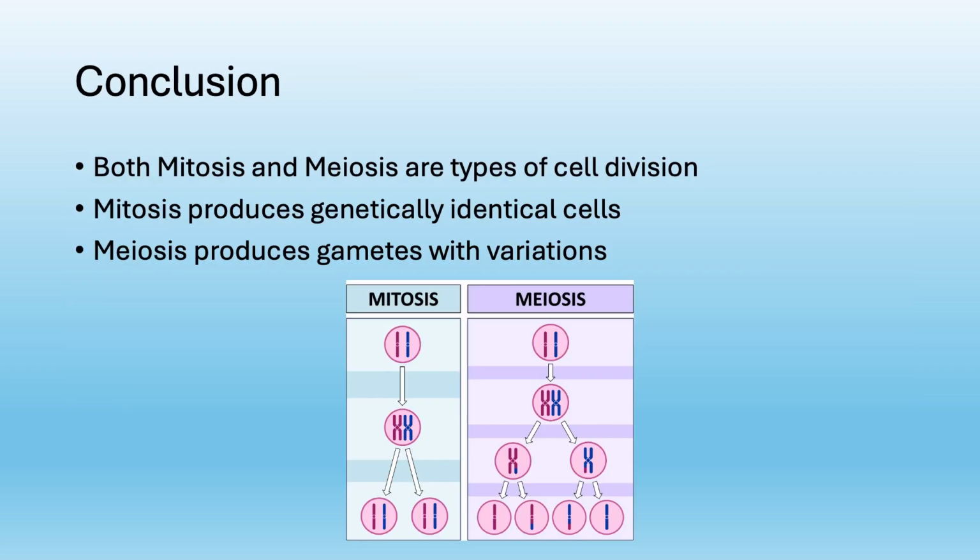In conclusion, both mitosis and meiosis are essential types of cell division. Mitosis produces identical cells for growth and repair, while meiosis produces genetically different gametes with half the number of chromosomes. Together, they allow organisms to grow, survive, and reproduce.